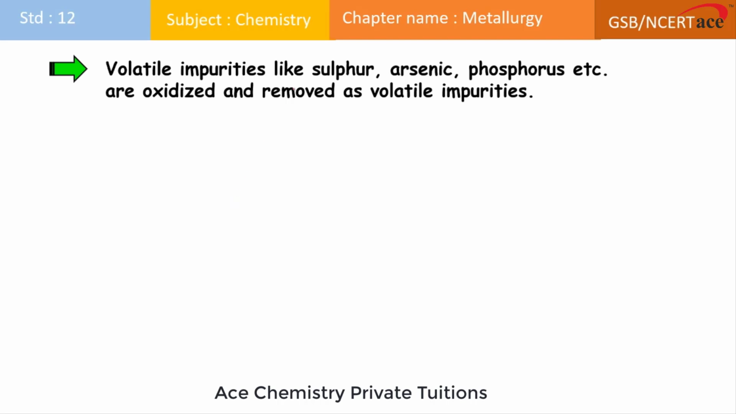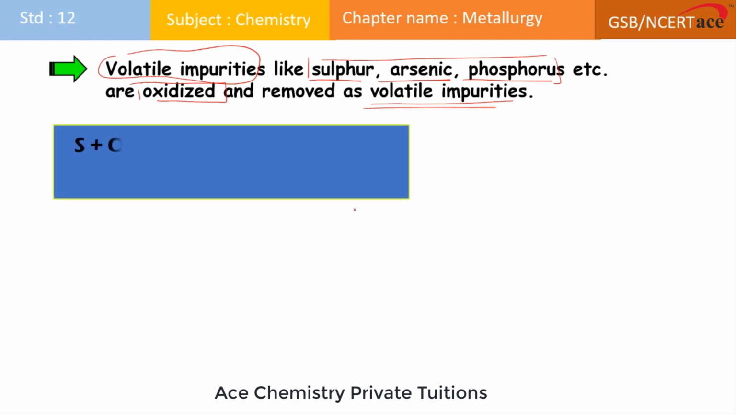Volatile impurities. Now these volatile impurities can be sulphur, arsenic, or phosphorus. These all non-metallic elements which are embedded with the metal compounds can act like volatile impurities. So during roasting, which is a process of oxidation, these non-metallic substances get oxidized and removed as volatile oxides.